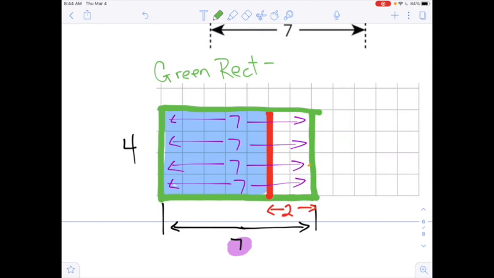So if I want the area of just the blue part, then I would need to take away, whoa, wrong part there, Ms. Toivola. Whoa. Get a grip here. The green rectangle is 4 times 7. So if I want just the blue rectangle, then I need to take away the white part.